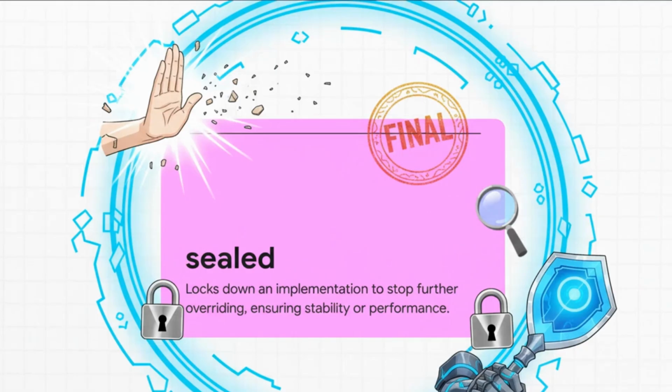And on the complete opposite end of that spectrum, we have sealed. This is your power to just say, nope, we're done here. The customization ends with me. When you seal a method or even a whole class, you are locking it down. It's final. No more changes allowed.